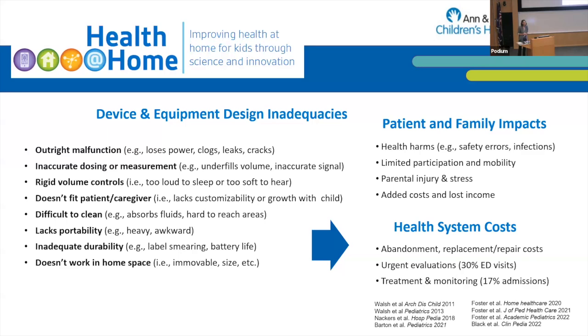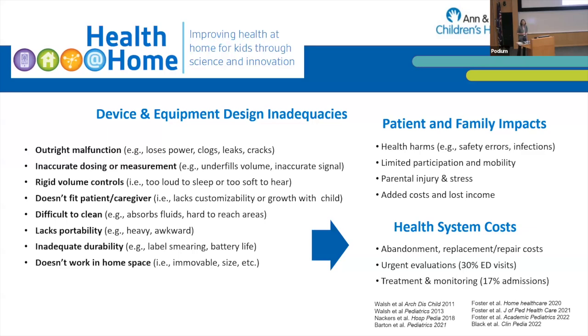And the research that we've done has really shown that these device design inadequacies have impacts on the patient and also on the health system. So we see health harms, safety errors, infections. We talk about how it limits mobility of the child within the home, their ability to get around, but also to leave and go into the community. And we hear a lot about parental injury and stress, and the ways in which when these products don't work, often it's coming out of the family's own pocketbook, right, for their replacement parts. And there are meaningful healthcare system costs.